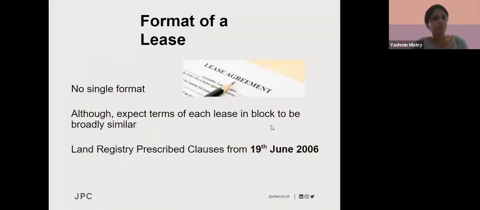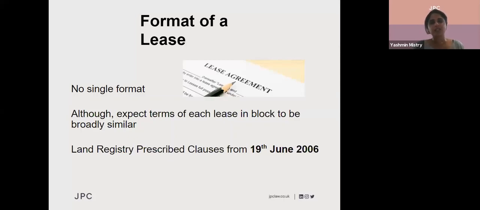unfortunately, I know you all want me to say there is a single format. The usual question is, these leases are all different. All of the leases say different things. Unfortunately, there is no single format, and the reason is that each block is different, and therefore it's not possible to have one lease which fits every kind of situation in every kind of block.